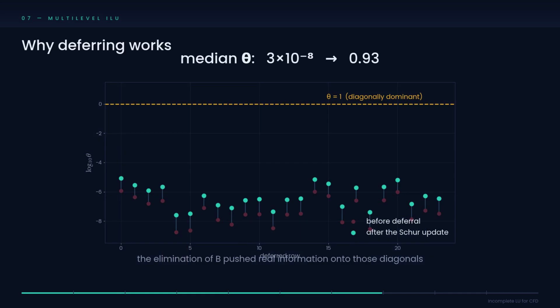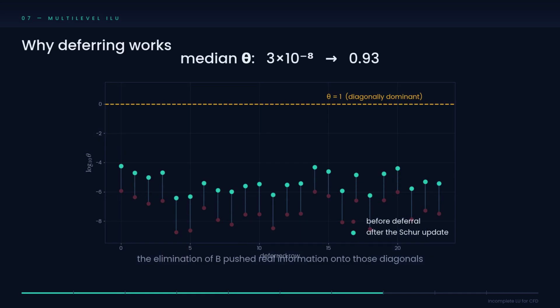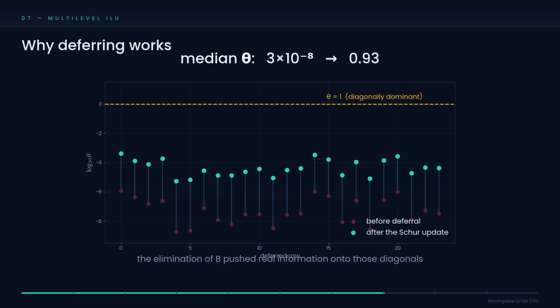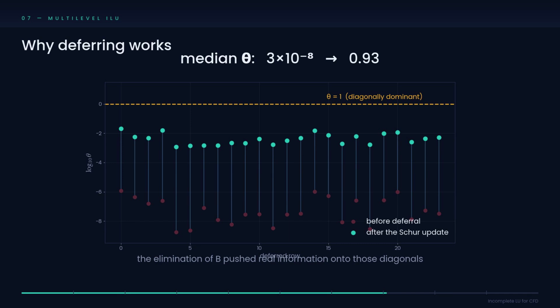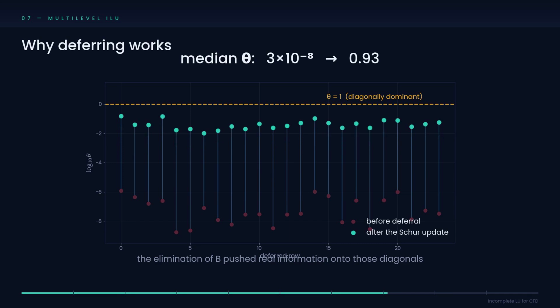And here is the payoff, measured on the matrix from a moment ago. Before deferral, those 24 rows had a median theta of 3 times 10 to the minus 8. After the Schur update, the median theta of the same rows is 0.93. 7 orders of magnitude recovered, because the elimination of B pushed real information into the diagonal of those rows. A row that was unfactorable is now perfectly ordinary.